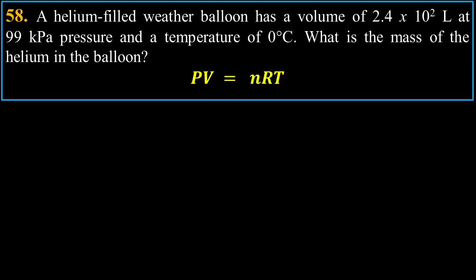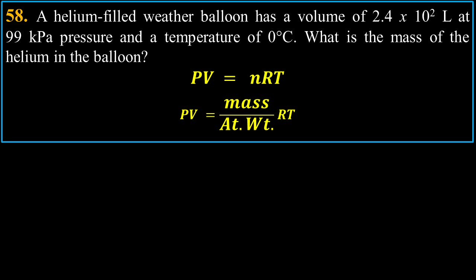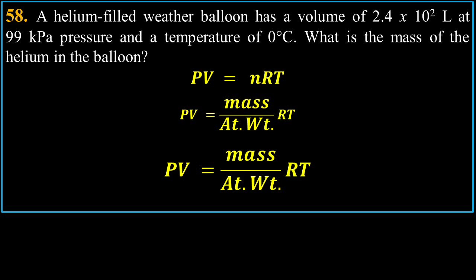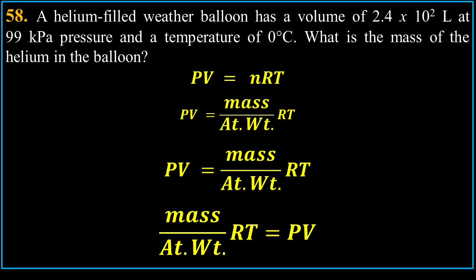A helium-filled weather balloon has a volume of 2.4 times 10 to the 2 liters at 99 kilopascals pressure and a temperature of 0 degrees Celsius. What is the mass of the helium in the balloon? So it's going to be PV equals mass over atomic weight times RT, and they're looking for the mass. So you're going to multiply PV times atomic weight and then divide it by RT, and that will give you the mass. I'm just going to let it play out, and I'm going to show you that derivation of the equation.